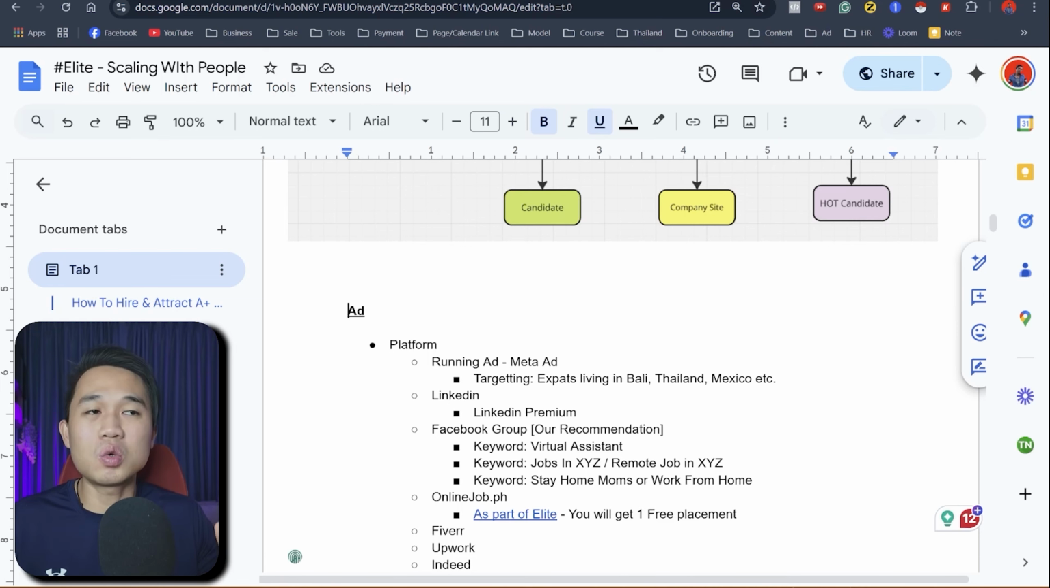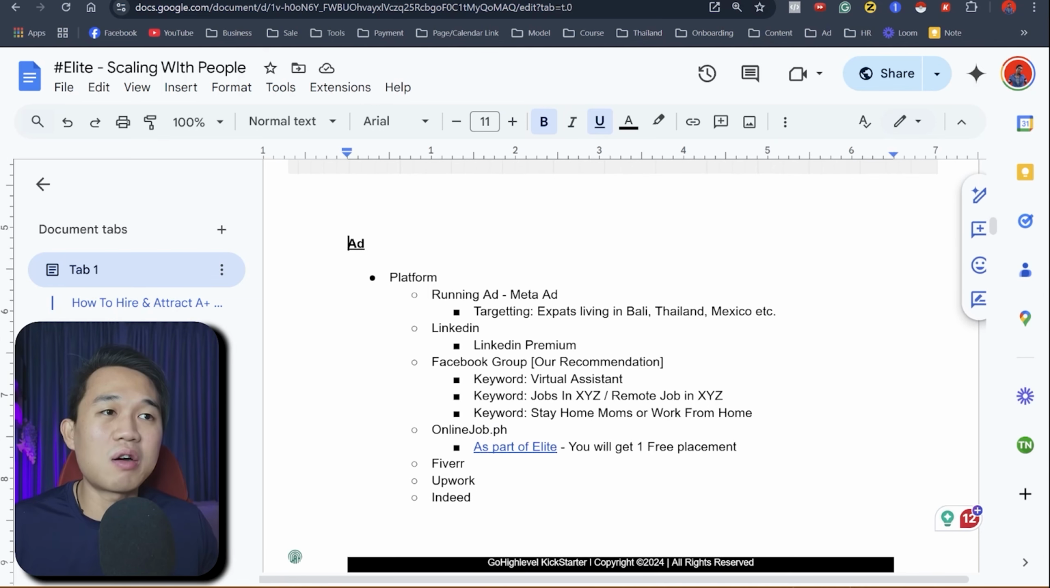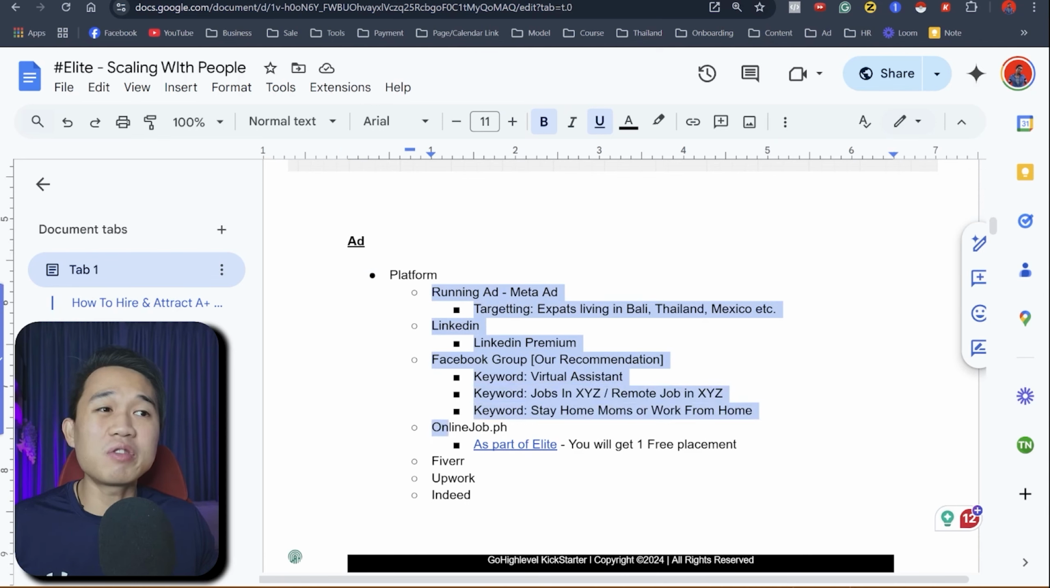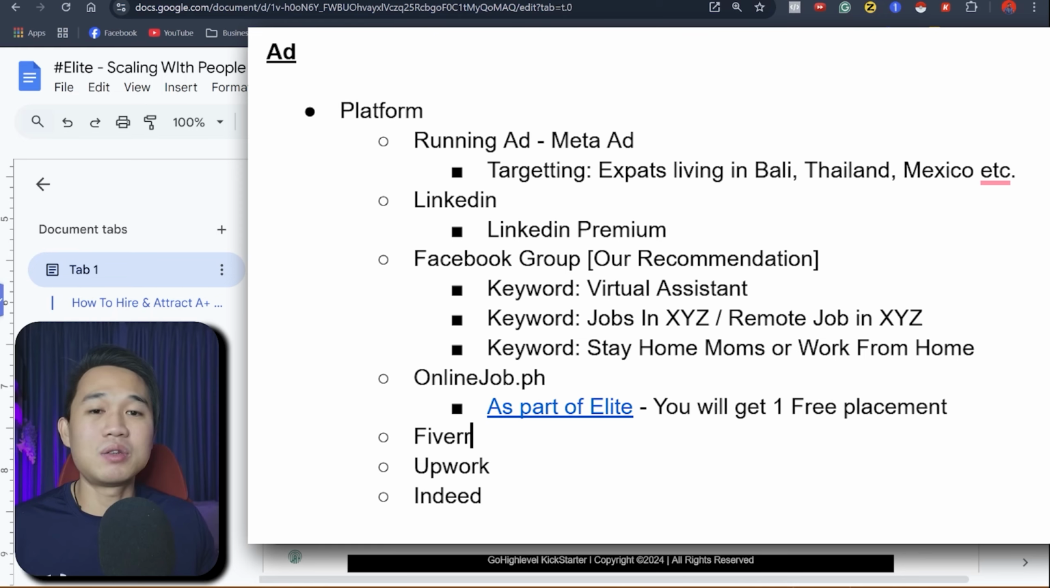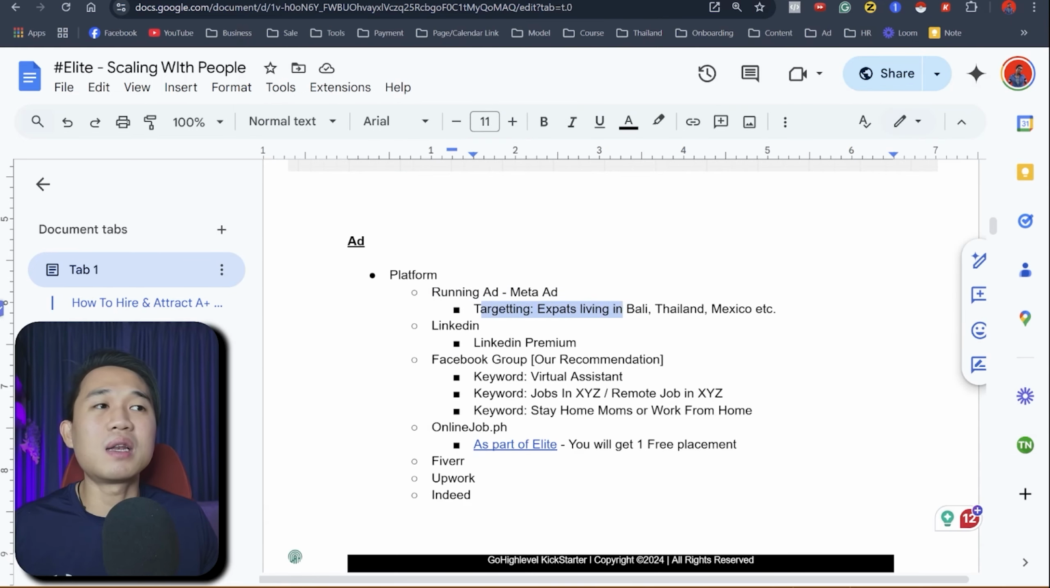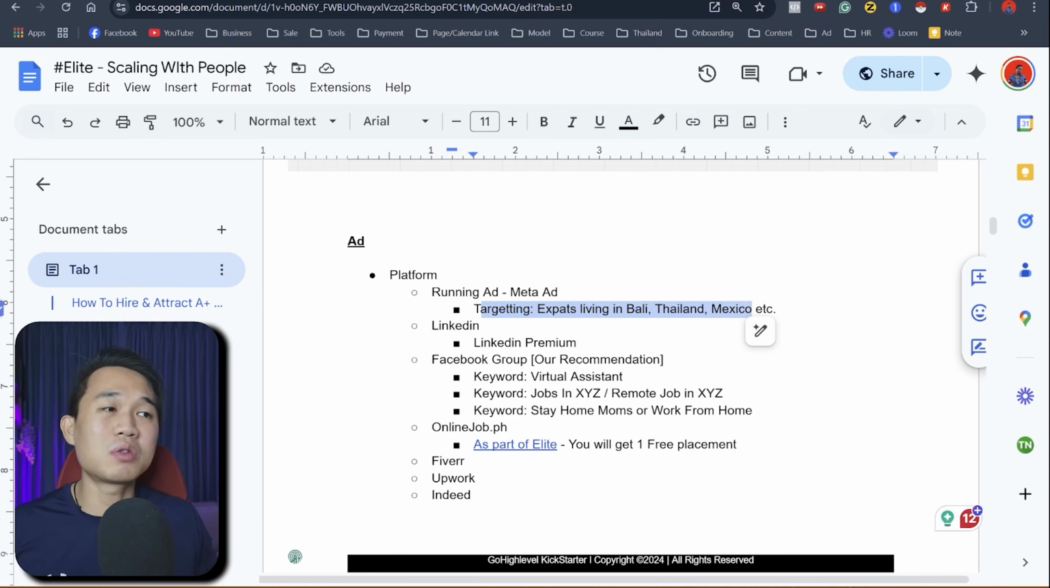When it comes to the ad, what I mean is the job ad or the job post itself. We normally post it on different platforms. Some work better for us, but again, this depends on countries and roles and really what's popular among freelancers in that country. First of all, you can run Meta ads. You can run Facebook ads to get talent, right? We like to target expats living in countries such as Vietnam, Bali, Thailand, and Mexico, all popular countries that US, UK, and Australian expats are moving toward.